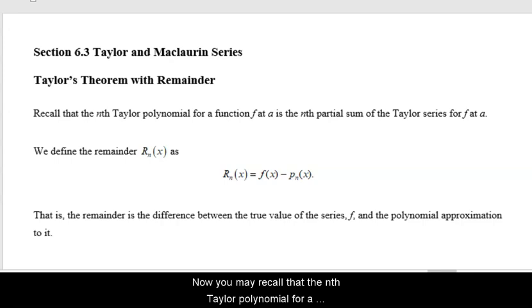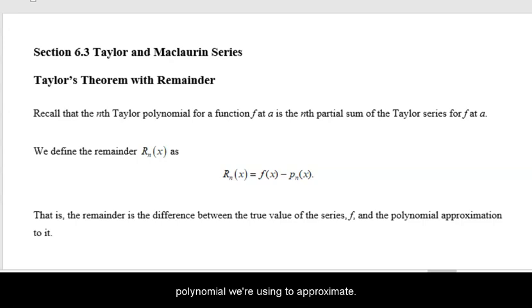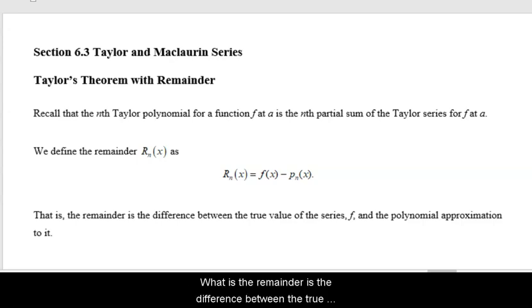Now, you may recall that the nth Taylor polynomial for a function which is centered at the value x equal a is in fact the nth partial sum of the Taylor series for f at the same center value x equal a. In that case, we can define the remainder based on the number of terms in the Taylor polynomial n to be r sub n, the difference between the function itself and the Taylor polynomial we're using to approximate it. That is, the remainder is the difference between the true value of the series f and the polynomial approximation.